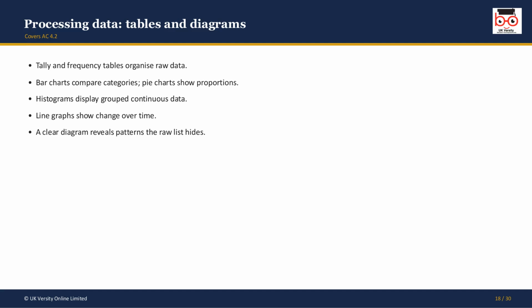Once the data's in, we process it, and good tables and diagrams do a lot of the heavy lifting. Tally and frequency tables organize the raw numbers. Bar charts compare categories, while pie charts show proportions. Histograms display grouped continuous data, and line graphs show change over time. A well-chosen diagram will reveal patterns that a raw list of figures keeps hidden.